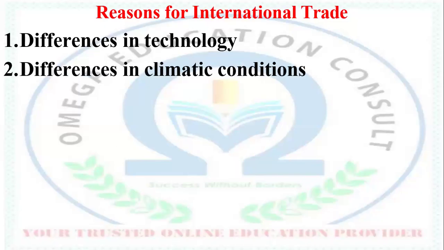The other reason for international trade is that there are different climatic conditions. Climatic conditions are the prevailing weather conditions over a given period of time, a longer period of time. So in Africa, the temperature here is very, very high, okay? And that gives different characteristics of crops or animals that live in Africa.